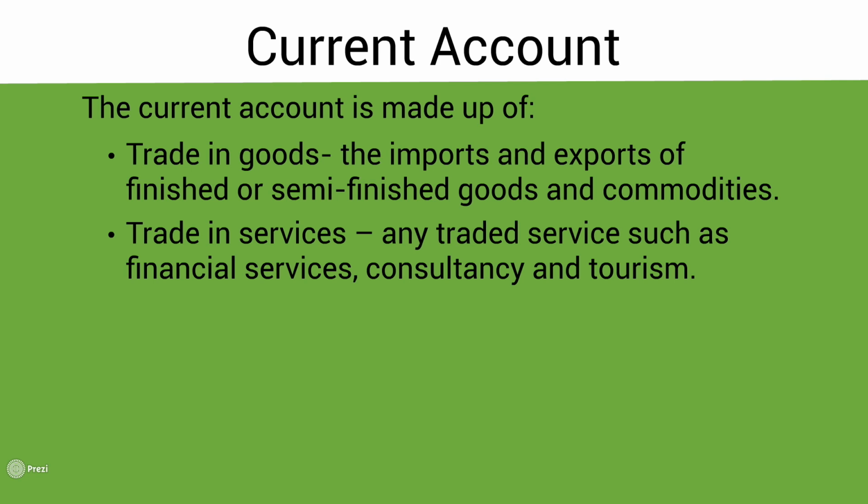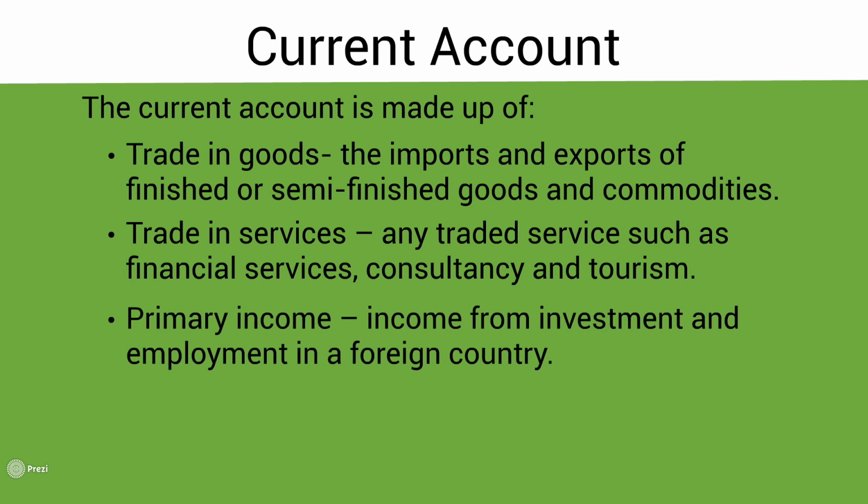The current account is also made up by primary income, which is income from investments and employment in a foreign country. Investment income is any income that has been made abroad. This includes profits from business activities of subsidiaries located abroad, interest from UK financial investments and loans abroad, and dividends from owning shares overseas.